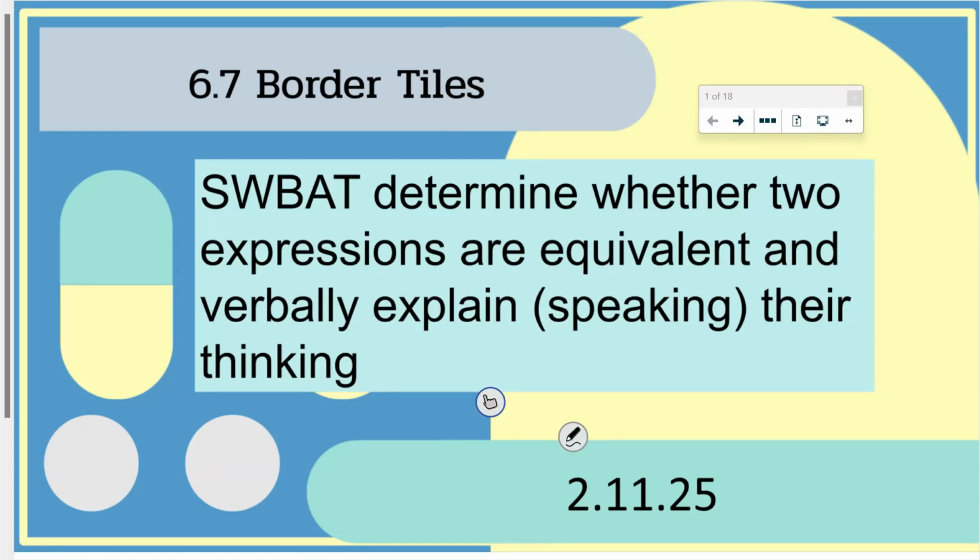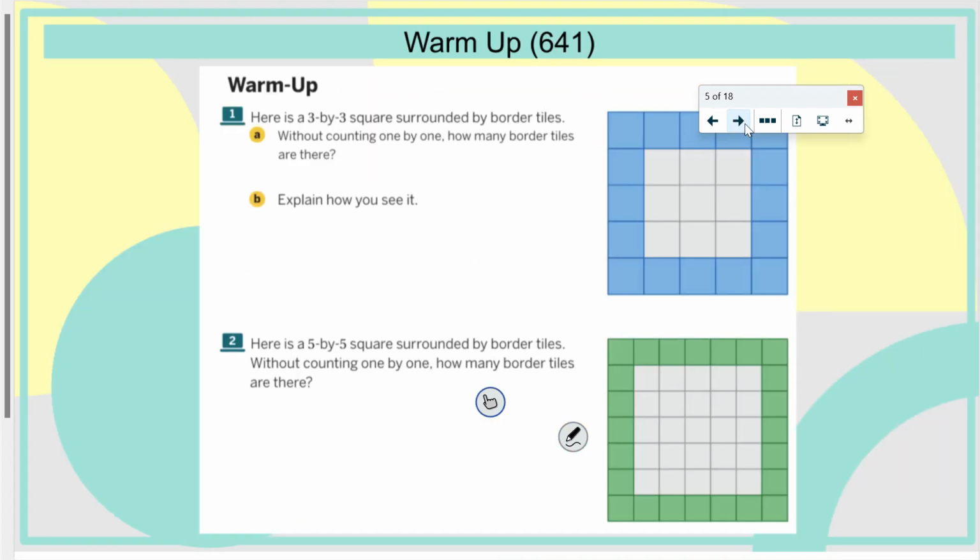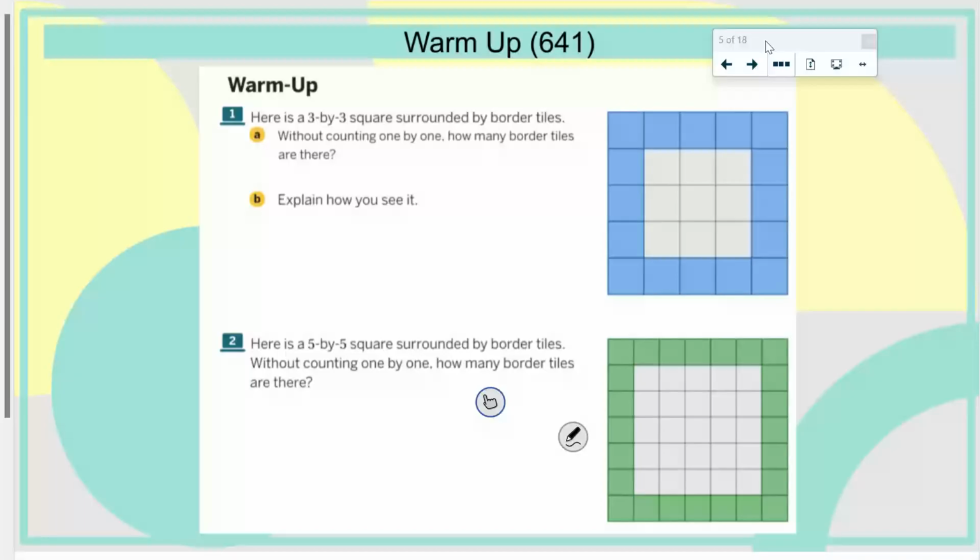In this video, we are going to continue our work with expressions and writing expressions with variables to represent a situation. All right, so we should be on page 641. Here is a 3x3 square surrounded by tiles. Without counting one by one, how many border tiles are there, meaning the blue ones? And explain how you knew without counting.